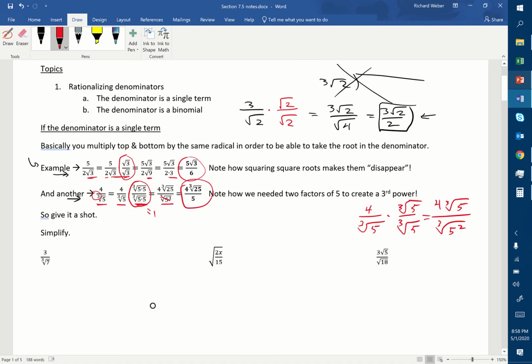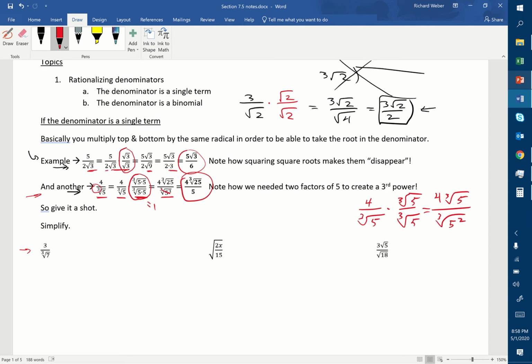I think, let's look at these 3 examples. Go ahead and give them a shot. Try the first one right there. We did one very similar right above up here. So give it a shot, pause it and try it. And then we can talk about the other 2 maybe together, unless you know what you're doing.